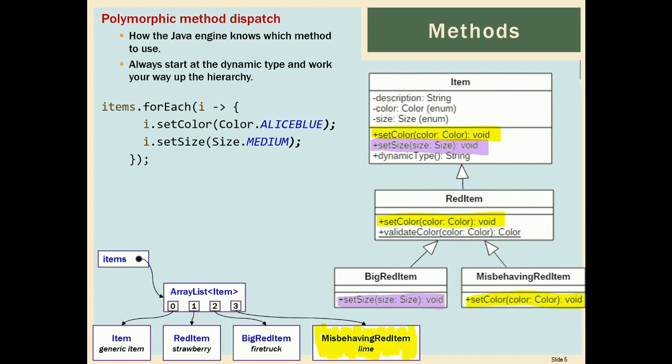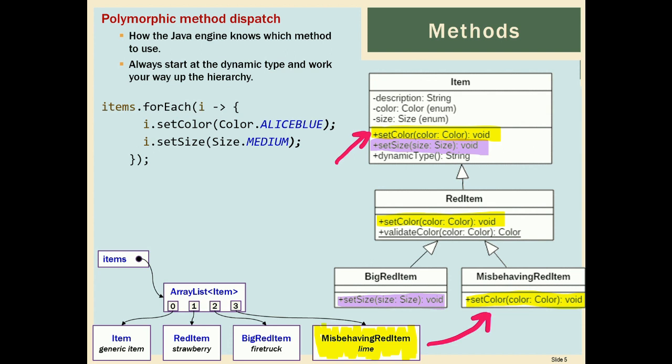The misbehaving red item is going to again dispatch first to its dynamic type, and it does see a setColor method. Now, as a misbehaving red item, we wonder what this method does. The method in misbehaving red item will set the color to whatever you send it. If you say it's green, the misbehaving red item will set the color to be green. In other words, this method works very similarly to this method right here.